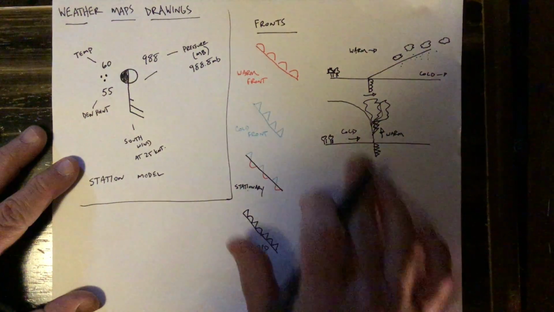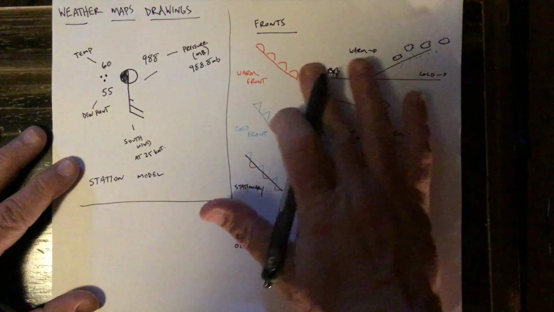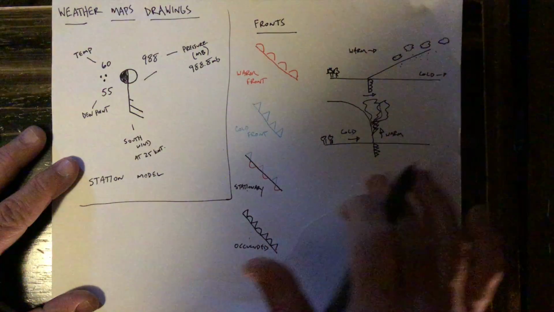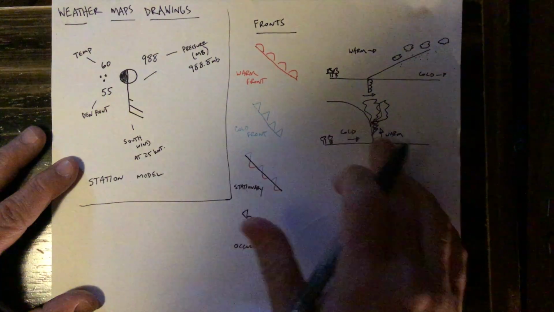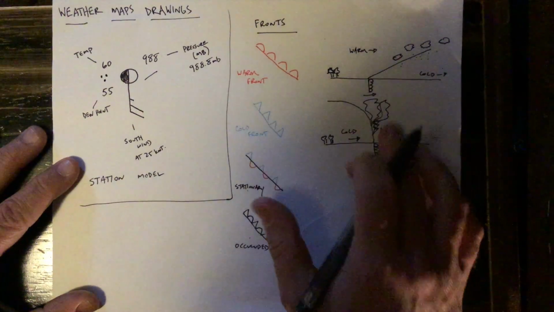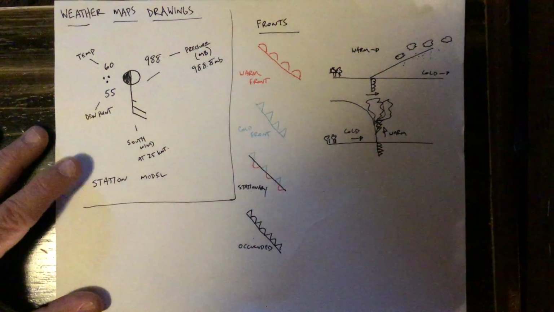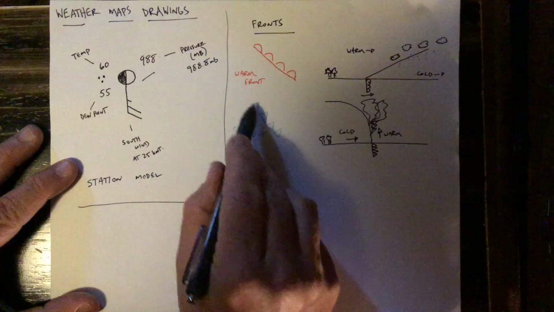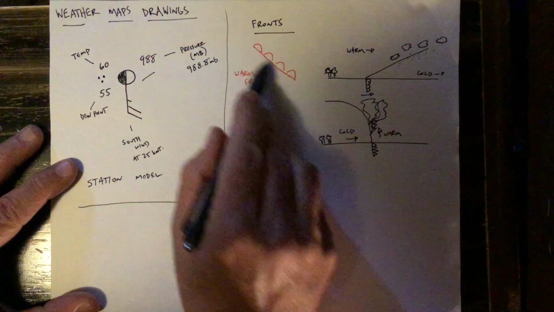So warm front, kind of light rain out ahead of the front. The warm air that's moving in wedges on top of the cold air. Cold front, cold air is coming in, pushing the warm air up and causing thunderstorms at the front. So if you see this symbol on a map, it's thunderstorms. If you see this symbol on a map, it's light rain.